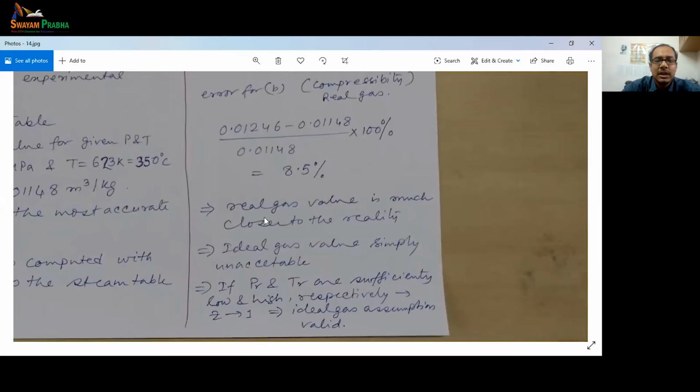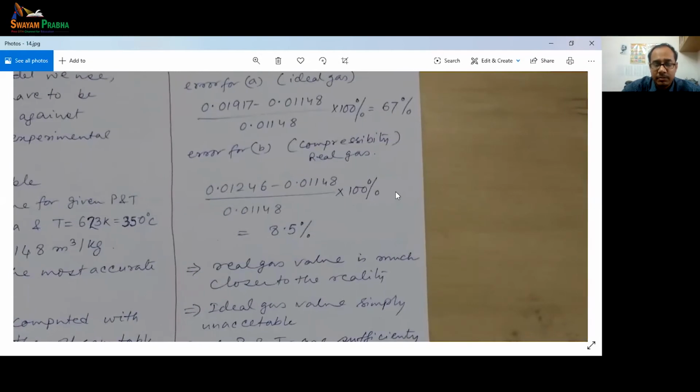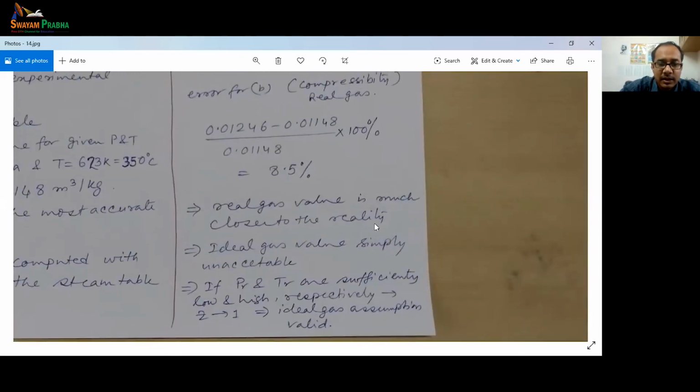So what we can see here is that the real gas value is much closer to the reality, and the ideal gas value is simply unacceptable. For the pressure and temperature that's given here, the superheated water vapor simply cannot be taken as an ideal gas. That's the thing that we learn here.